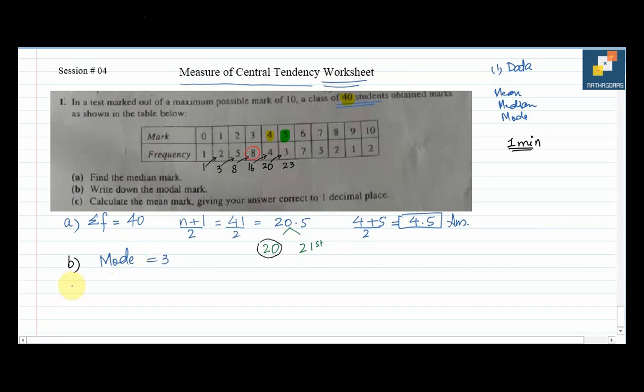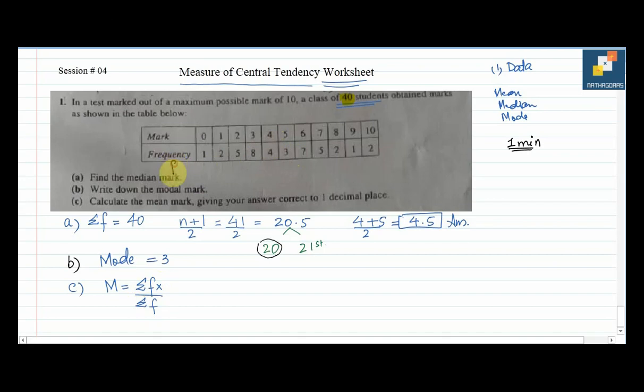And in part C, it says calculate the mean mark giving your answer correct to one decimal place. Now, to find the mean of group data, the working formula we use is summation of fx divided by summation of f. So you need to find summation of fx, and for that part, I'm just going to erase these values so I can write down the values for fx.